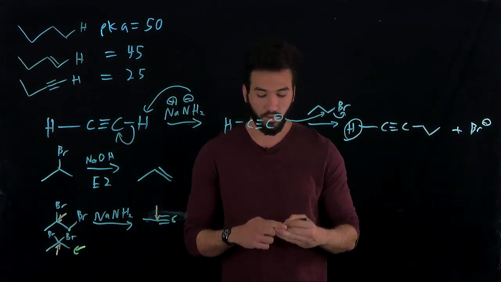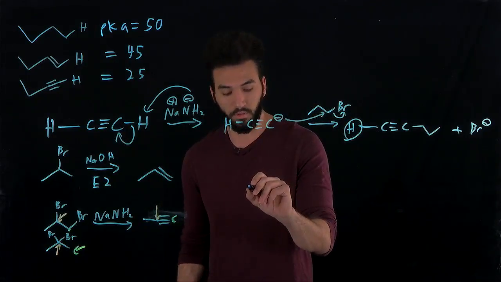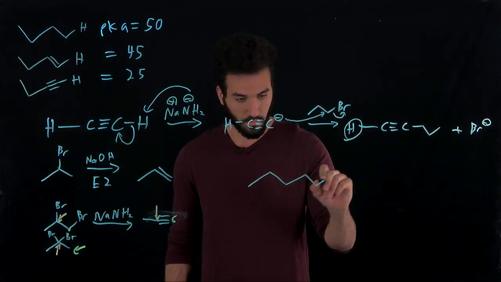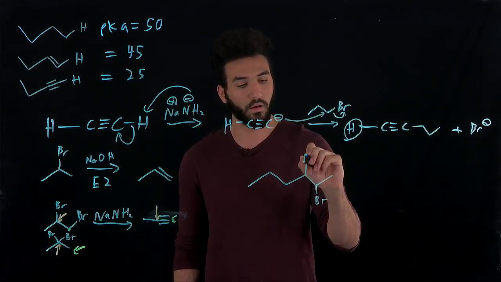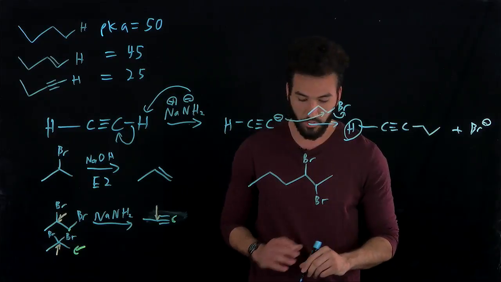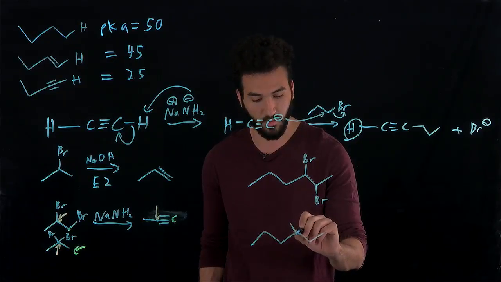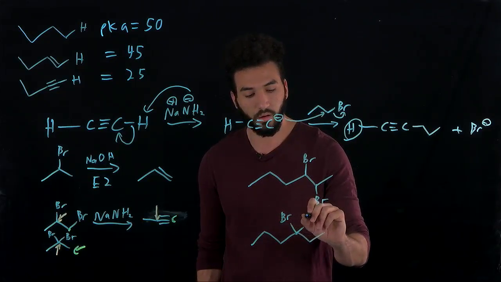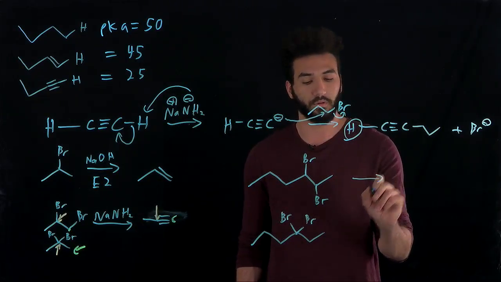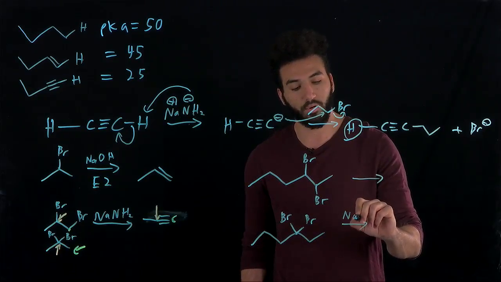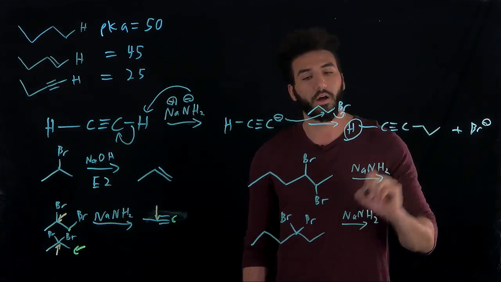Where this may get tricky is if we have two starting materials that look like this. The first one looks like this, and we have a Br here and a Br here. Or our other starting material will look like this, 1, 2, 3, 4, 5, with 2 Brs over here, Br, like so. Now, if we react both of these with NaNH2, do you think we'll get the same product? The answer is no.